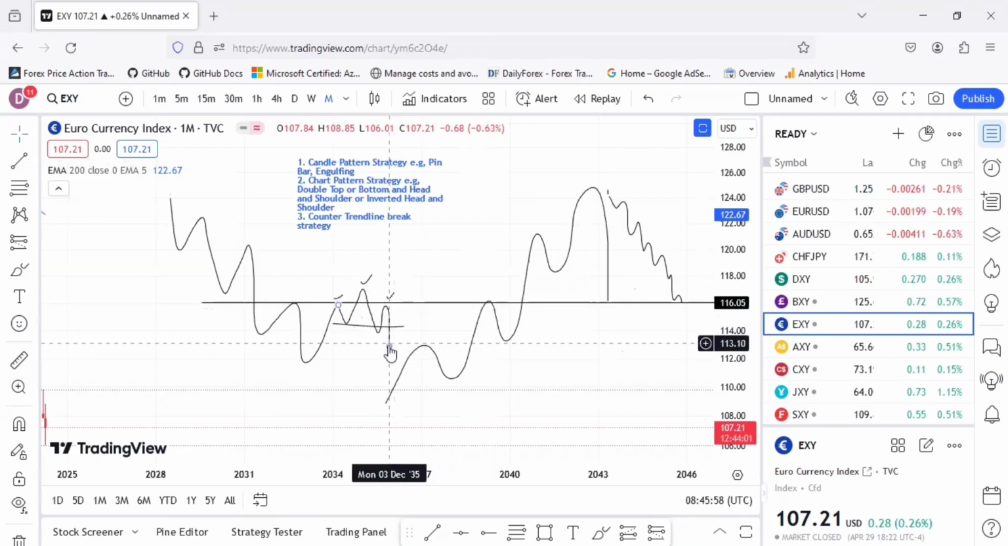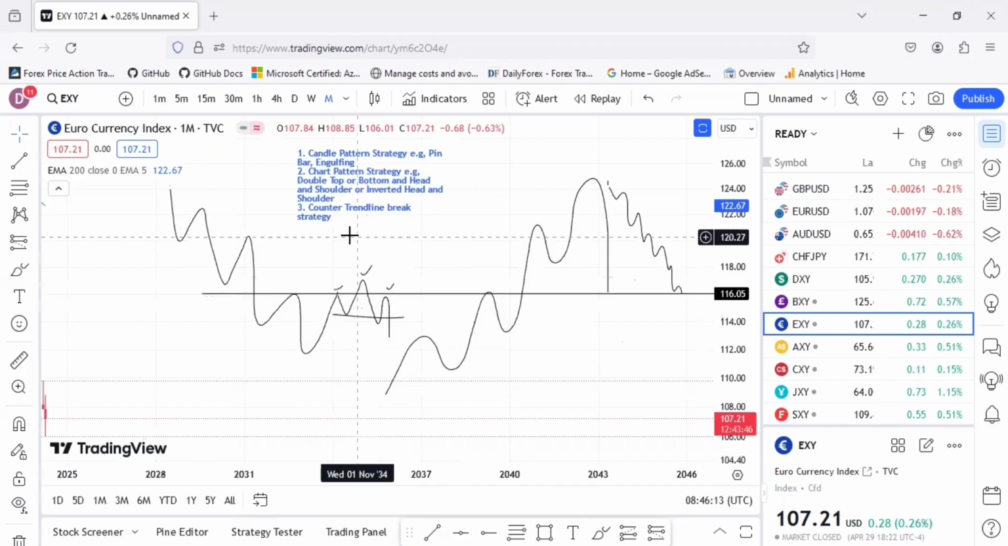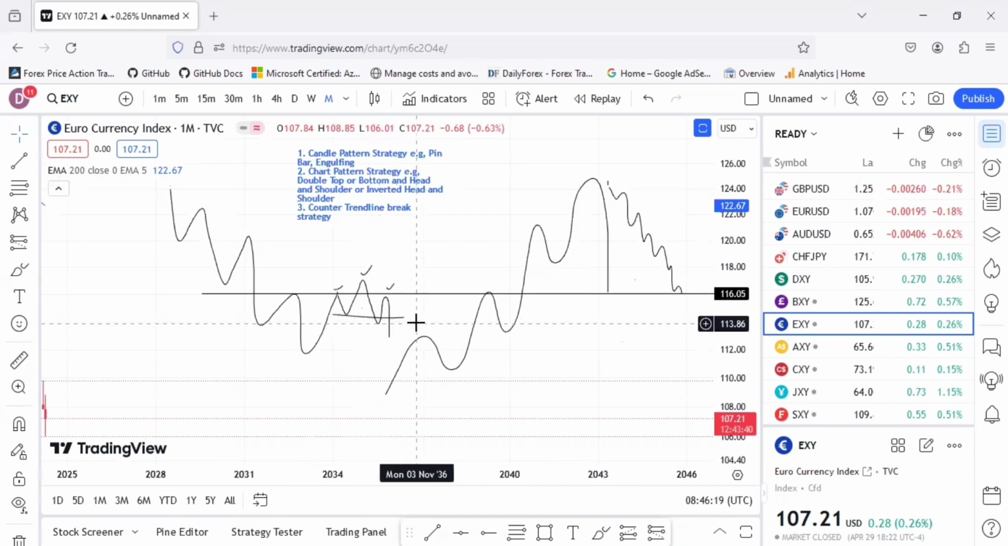But as soon as it breaks this neckline, at least 70 to 80% of the time, you will know it's going to drop. This price is going to continue dropping. So this is the second pattern that I usually look out for. The first one is top, double top, or head. The second one is head and shoulder.